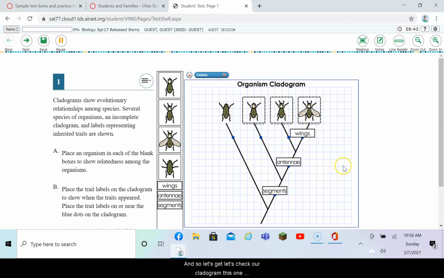And so let's check our cladogram. This one doesn't have any segments, can't go past that box. This one has segments, but doesn't have an antenna, can't go over the antenna box. The ones with the segments and the antenna doesn't have wings, it can't go over the wings box. So this is our cladogram complete, right? This one has antenna, wings, and segments.